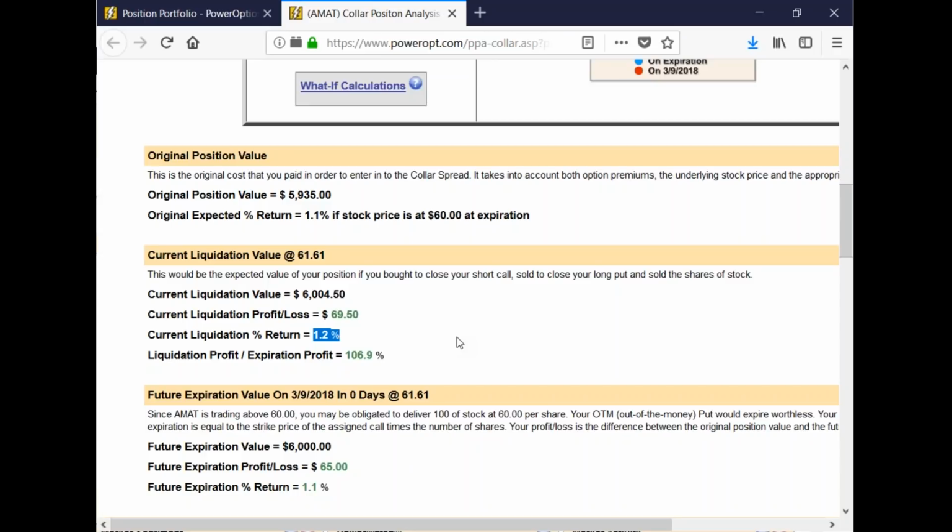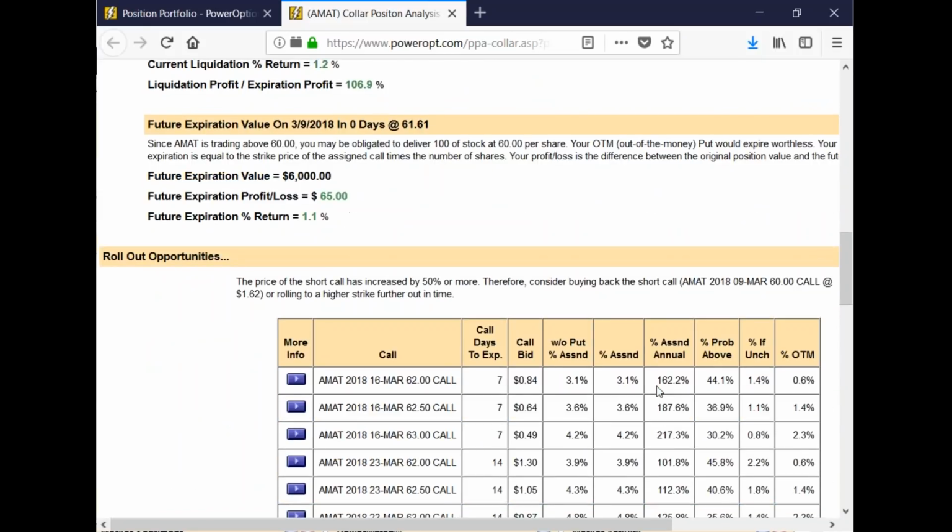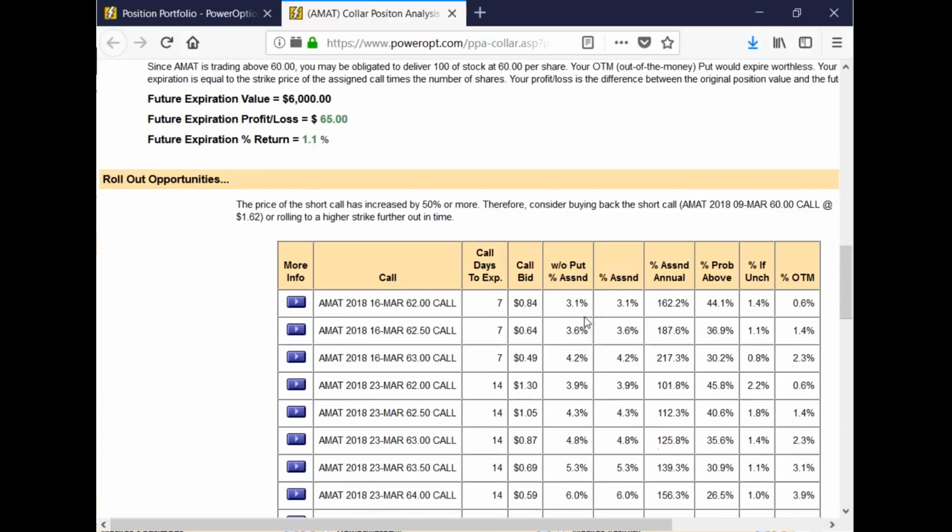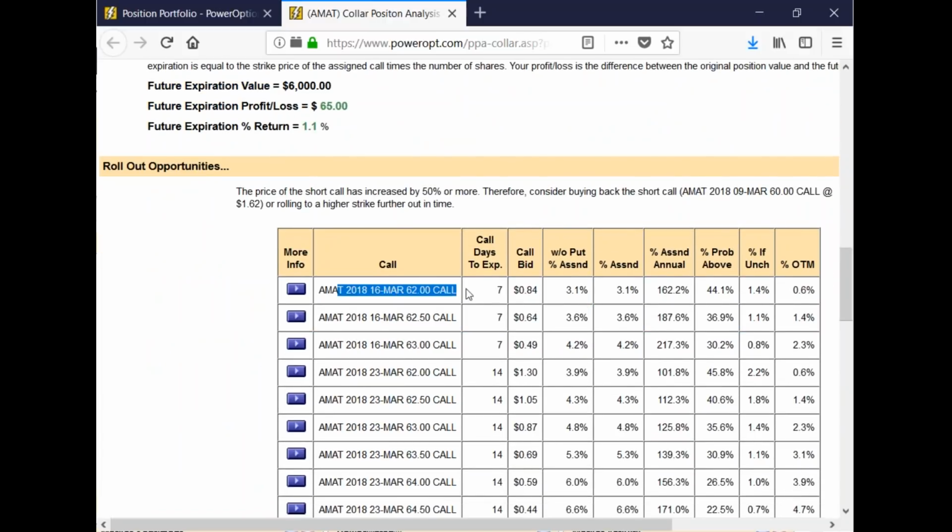Liquidation in this case would be selling to close the stock, buying to close the short call, and selling to close the put, although we'd only get 3 to 5 cents, for example, in that. Okay? Now, as I scroll down below, remember we're at March 9th expiration, it shows me opportunities for rolling out the call to avoid assignment.